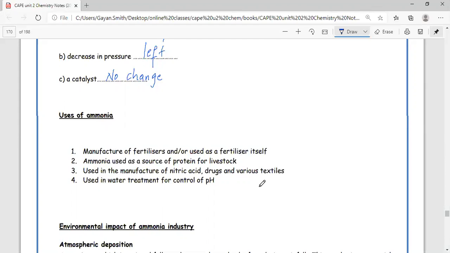So the uses of ammonia, as it says here, is for the manufacture of fertilizers and or it is used as a fertilizer itself. Ammonia also is used as a source of protein for livestock. It is used in the manufacture of nitric acid, drugs, and various textiles. And it's also used in water treatment for the control of pH. I'm going to just show you a short video that will give you some more uses of ammonia.